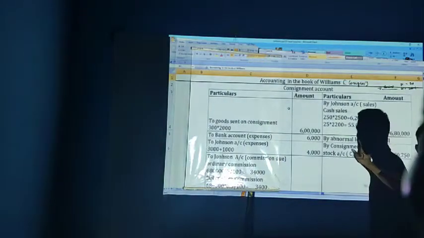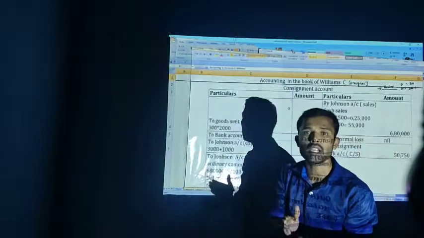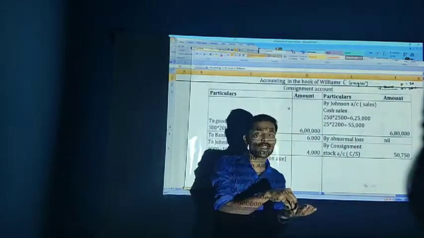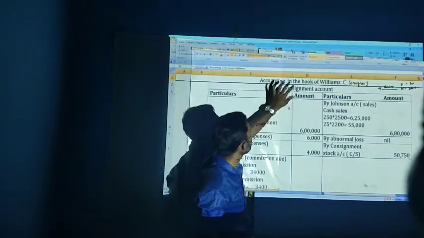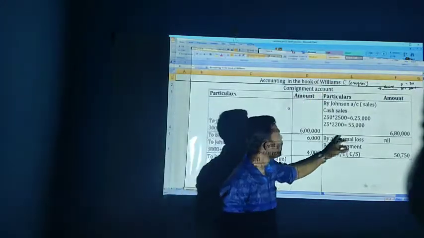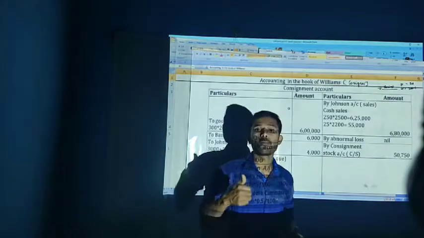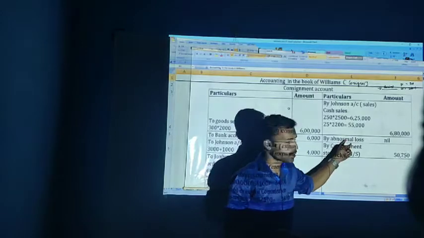Next, if there is any abnormal loss, take it under the credit side, because here the loss will be transferred to the abnormal loss account. Right? What will be the consignment account? That is also a nominal nature of account. Abnormal loss is also a nominal nature of account. Abnormal loss is nominal, meaning debit all expenses.